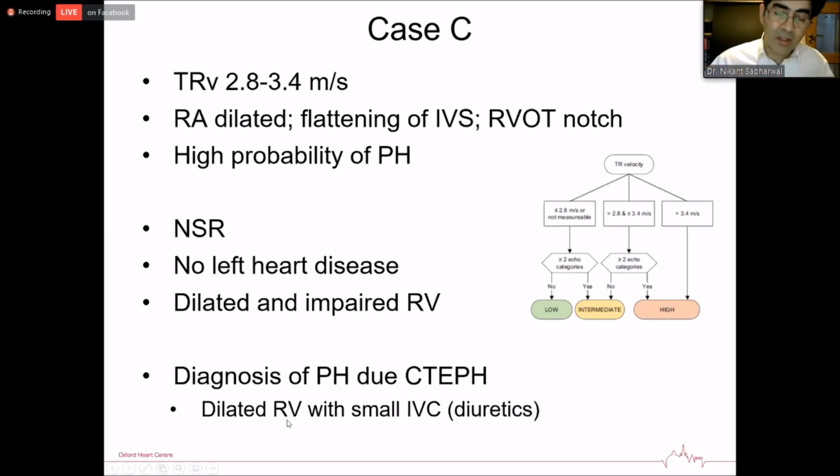I think that's chronic, but the small IVC is because she'd been diuresed. She'd been admitted to hospital with peripheral edema and was aggressively diuresed by the admitting medical team, and therefore that's why her inferior vena cava was small and narrow. That explains that example.